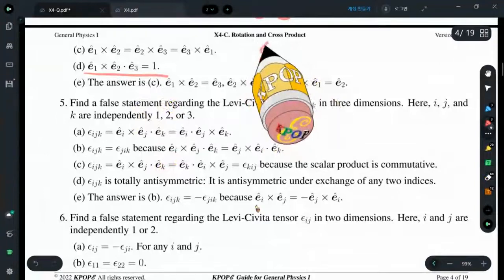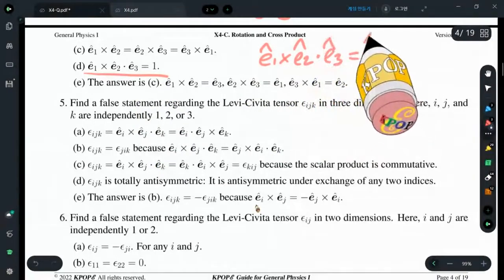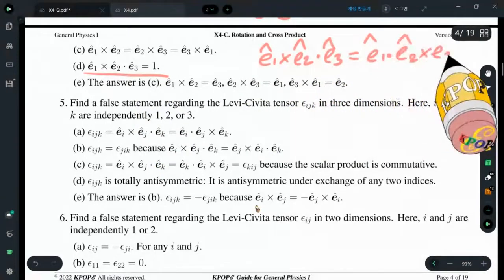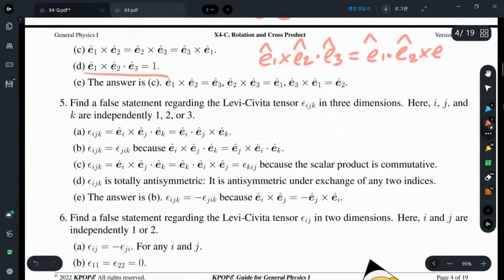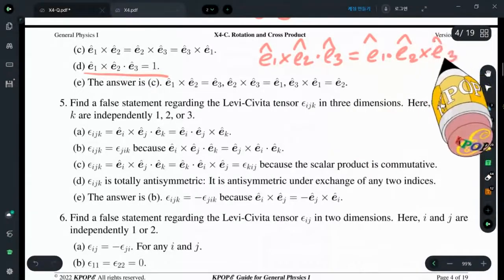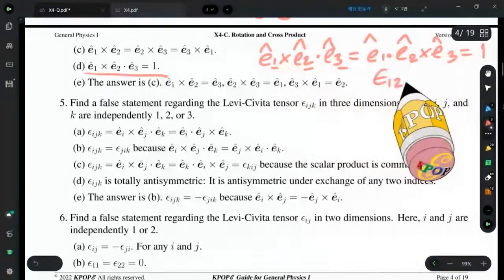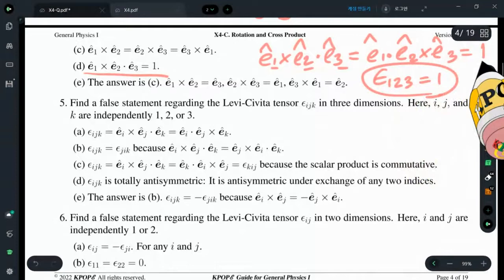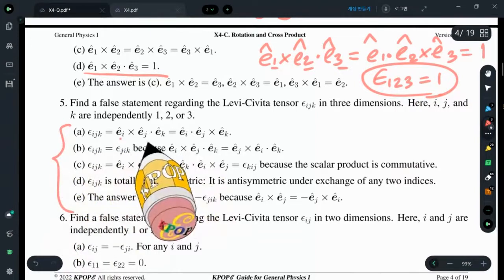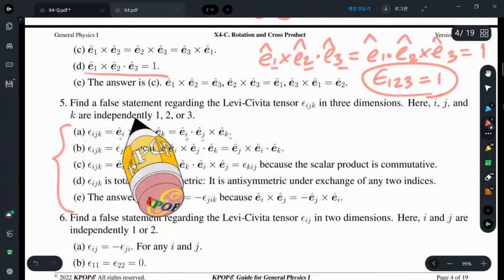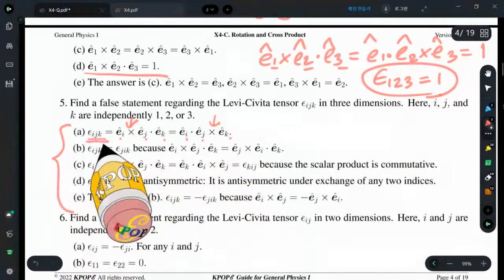So E1 cross E2 dot E3, or E1 dot E2 cross E3, both of them are just 1 because it is 1, 2, 3. Epsilon 1, 2, 3 equals 1. Okay? So you should be familiar with all these things. I, J, K. I, J, K. Whether the cross product appears first or not, they are always epsilon I, J, K.